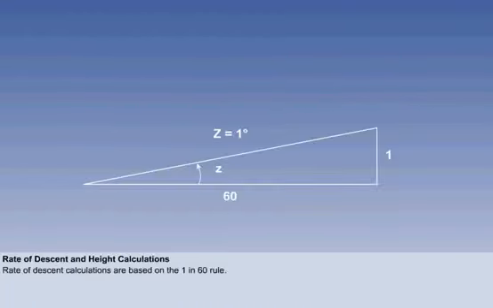Questions to determine a rate of descent, or ROD, or to determine height at a given distance, are frequently asked in the ATPL exam. The answers are all based on the 1 in 60 rule, which states that an angle of 1 degree will, after 60 nautical miles, subtend a side of 1 nautical mile. Let's remind ourselves of these rules, which we studied in general navigation.